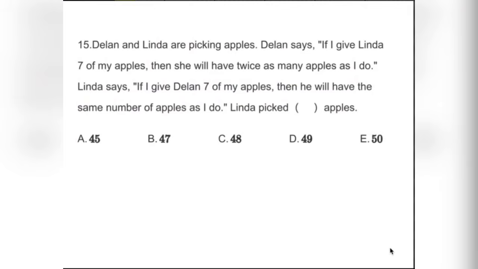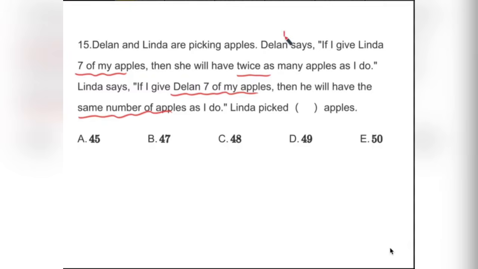Okay, then question 15. Dylan and Linda are picking apples. Dylan says, if I give Linda 7 of my apples, then she will have twice as many apples as I do. Linda says, if I give Dylan 7 of my apples, then he will have the same apples as I do. So Linda picked how many apples?